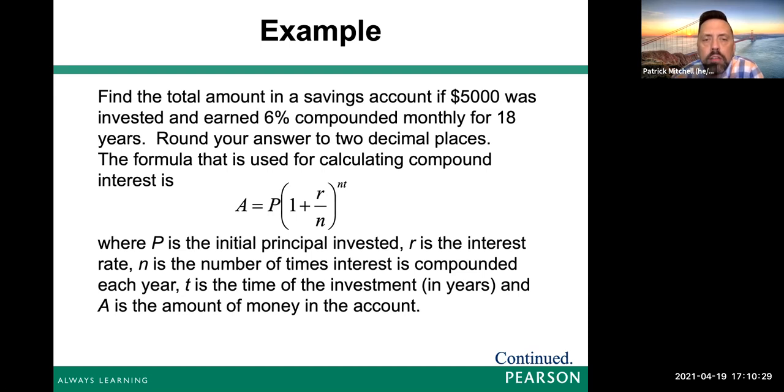Okay. So P is the initial principal invested. R is the interest rate. N is the number of times interest is compounded each year. And T is the time of the investment in years. And A is the amount of money in the account. So this is a real alphabet soup formula. Lots of different letters here.